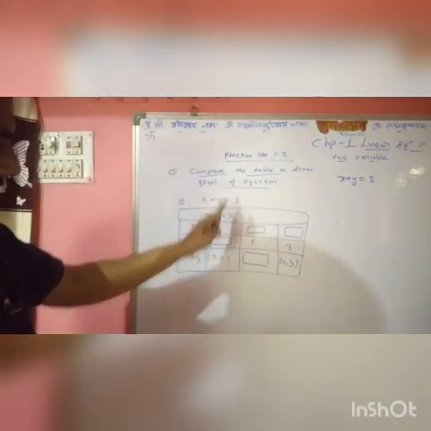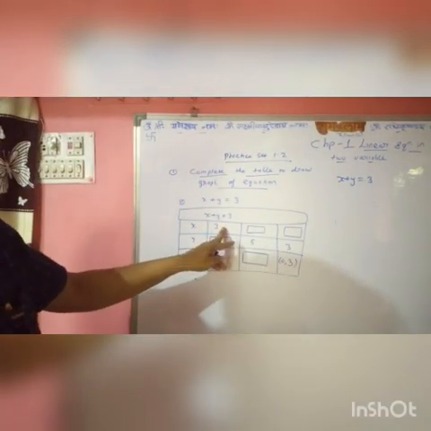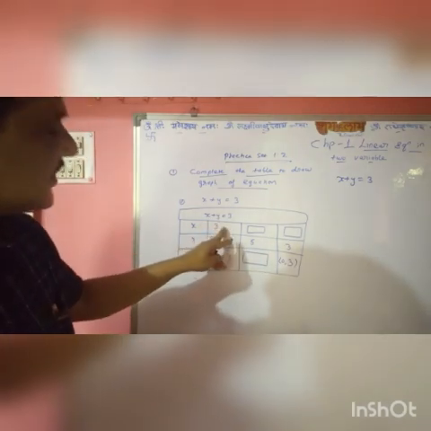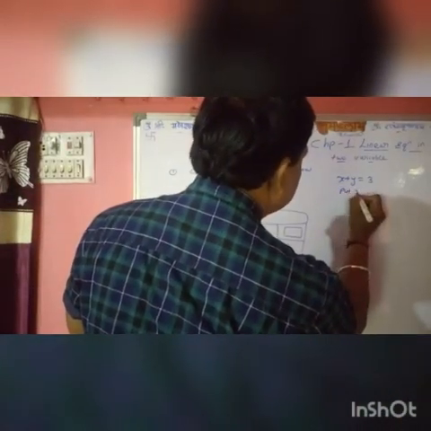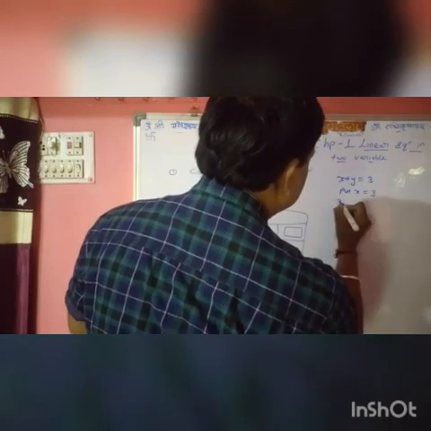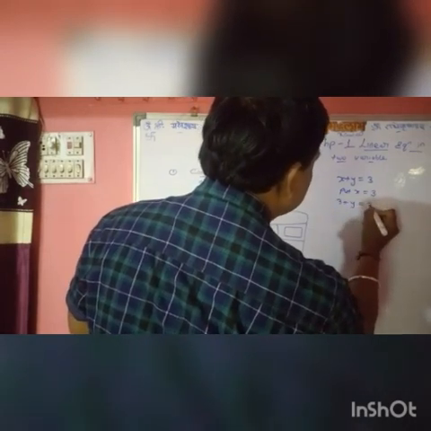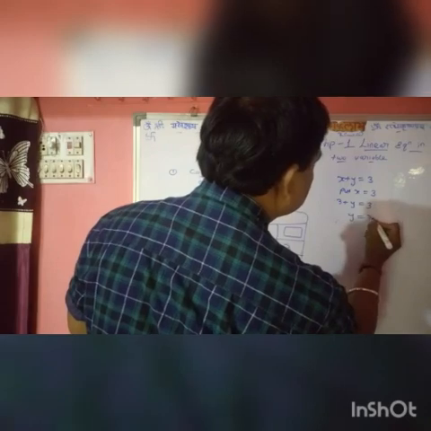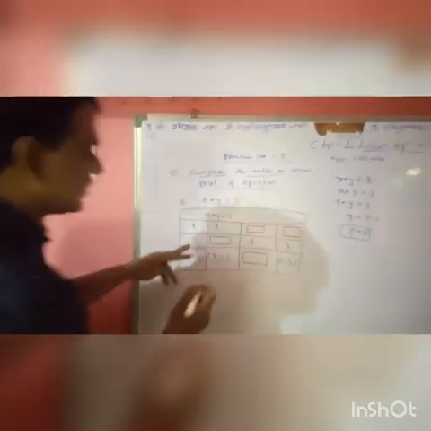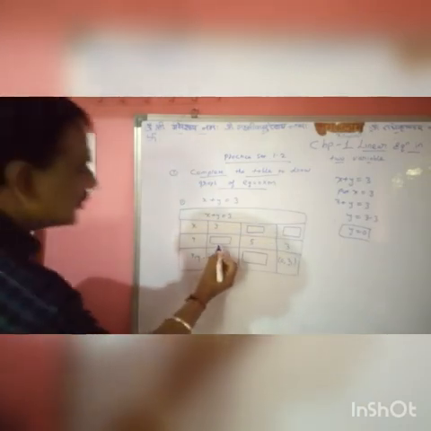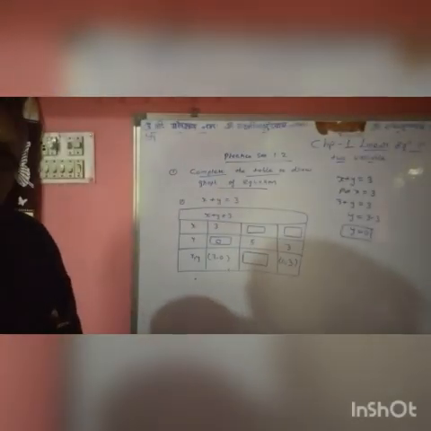See vertically. Vertically the x value is 3. Put this x is equal to 3 in the given equation. 3 plus y is equal to 3. y is equal to 3 minus 3. y is equal to 0. What answer do you get? Here the y value is 0. It is easy, simple.